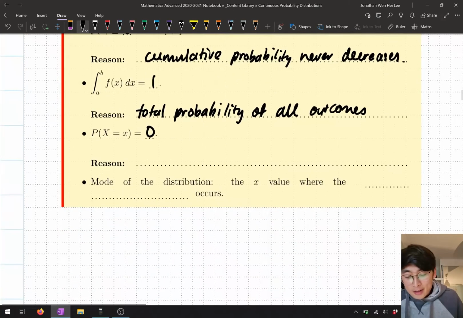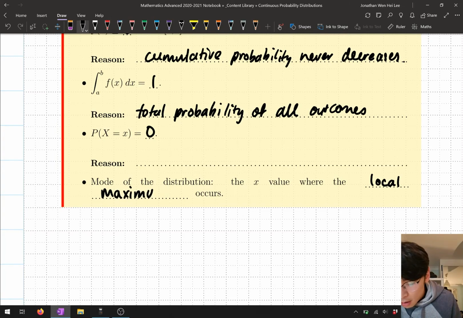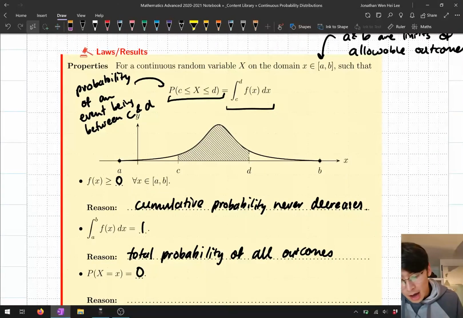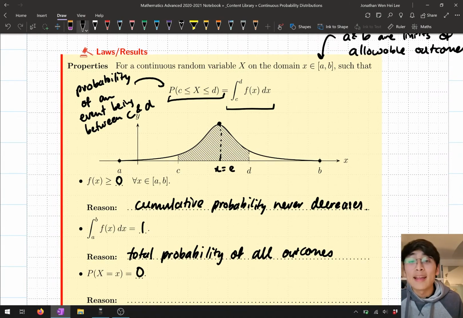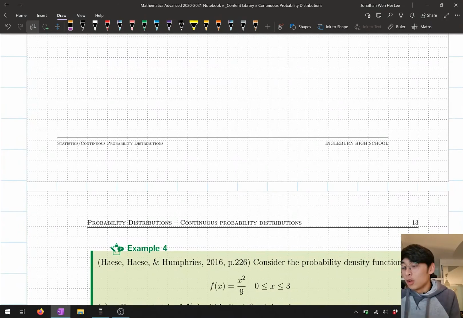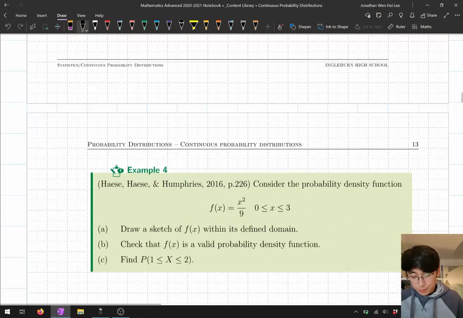And the final thing that we're going to need to know is the mode of a distribution. So the most common score of our distribution is the x value where the local maximum occurs. So if we want to find the most common outcome, we go to the highest point, or the local maximum, of our probability density function. So this x value here, whatever it is, let's call it e, that is our mode. So we're going to go through a few questions. Let's have a look at a couple of examples over the page.